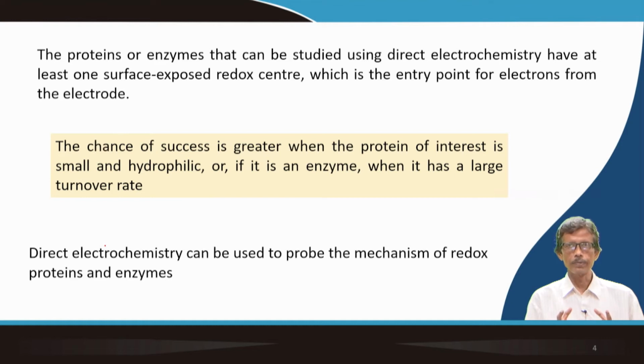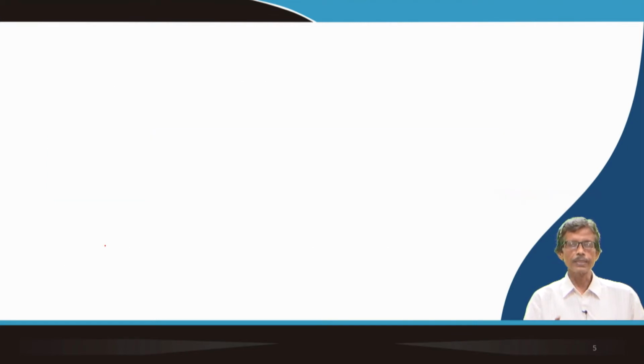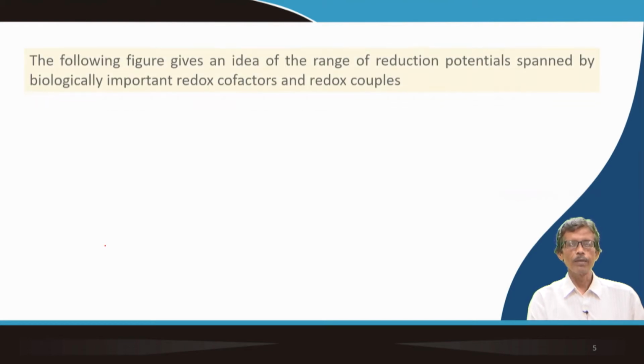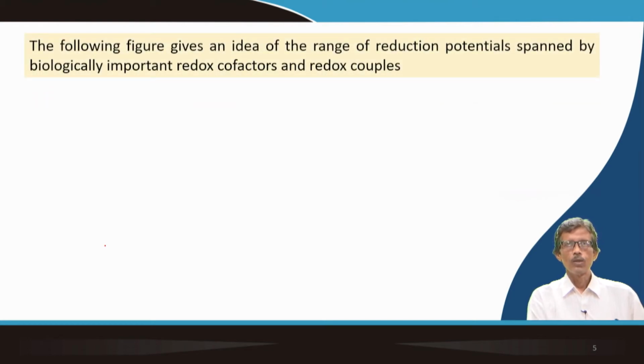So, if we have some molecules which are driven by oxidation and reduction reactions, we can definitely consider them as redox proteins or redox enzymes, and we can monitor those redox proteins and enzymes by studying simple electrochemical measurements. So, we have some idea now that the following figure basically gives us a range of reduction potentials, a window spanned by biologically important redox cofactors and redox couples.